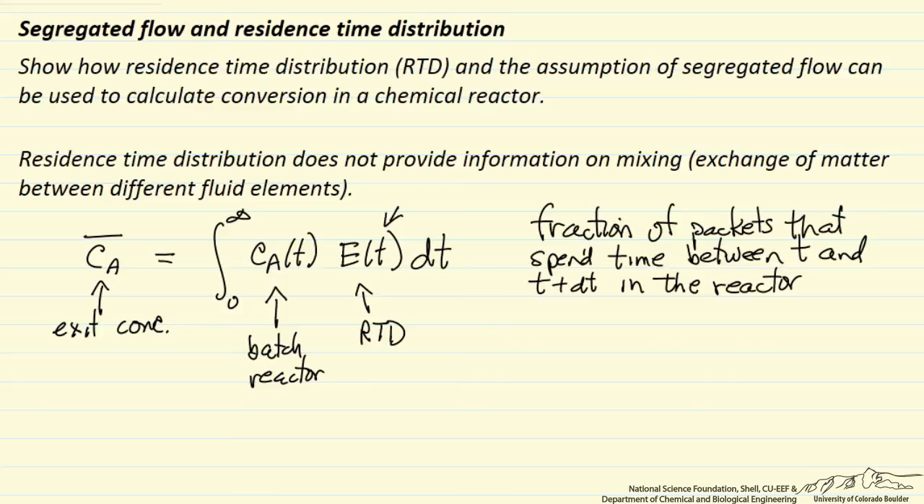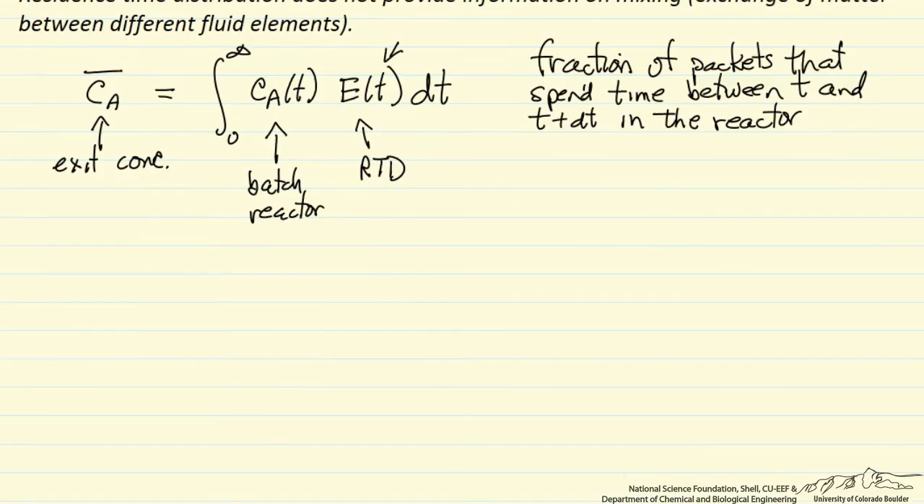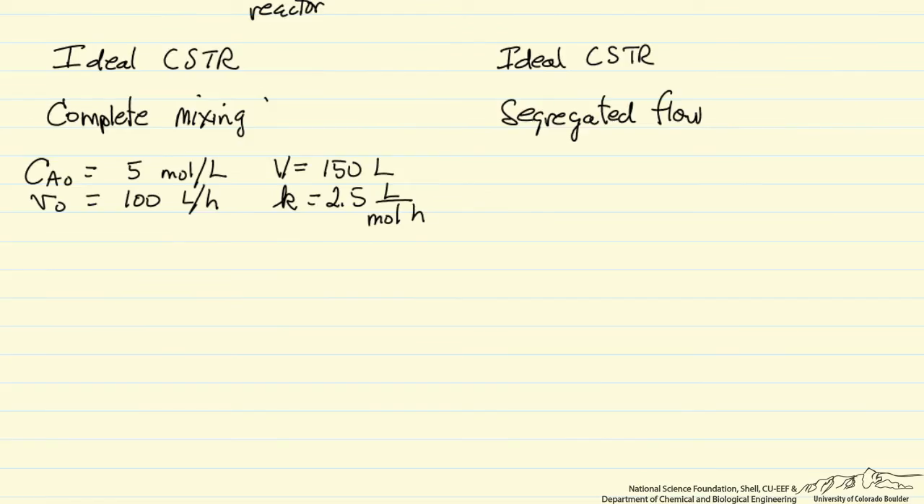If we had a first order reaction, then the residence time distribution is sufficient to give us the exit conversion. But if we have another order reaction, less than first or greater than first, it's not sufficient. So to demonstrate this, we're going to take an ideal CSTR. For the ideal CSTR, we could use our normal way of calculating, just a mole balance, assuming complete mixing, so all reaction is at the final concentration, and we're going to compare that to an ideal CSTR where we have segregated flow. Here are the parameters we're going to use.